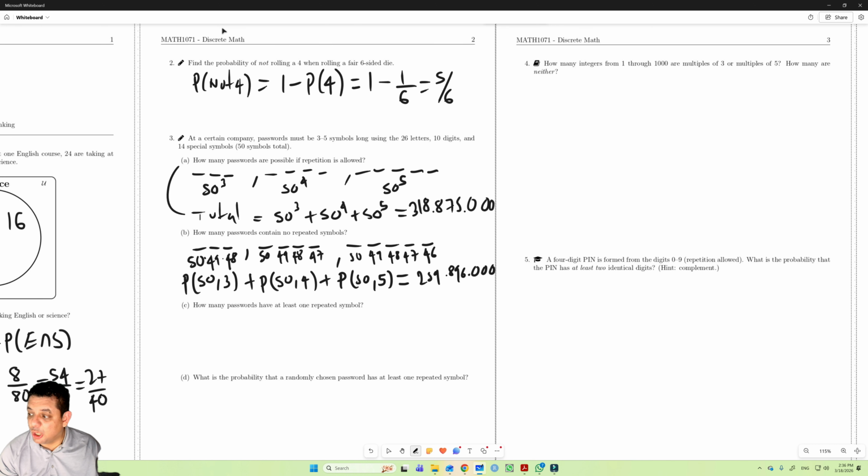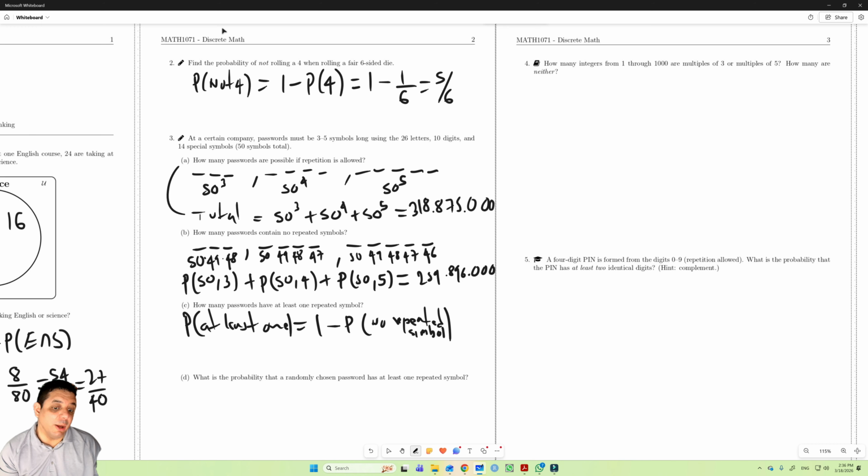Now, we want to know how many passwords have at least one repeated symbol. The probability of at least one can be easily seen by complement as 1 minus the probability of no repeated symbol. Remember, the opposite of no repeated symbol is at least one repeated, right? So that's why we can use this. This is very difficult to find by itself, but if we use the complement, we can support ourselves on the previous answer.